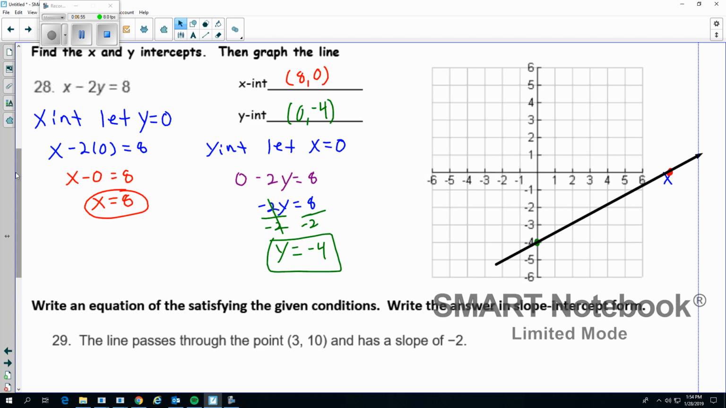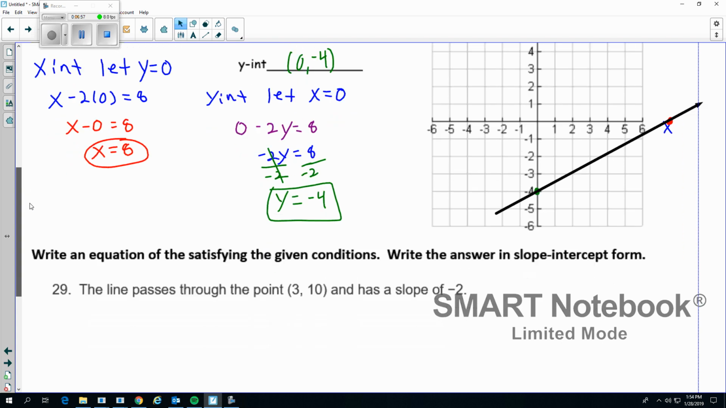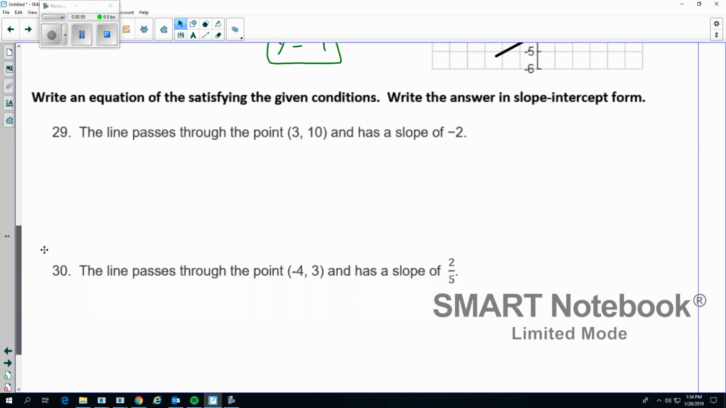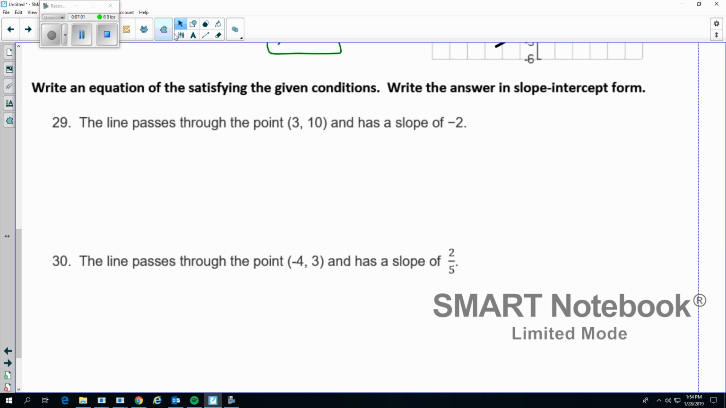All right, so the last part we're going to look at is when you're given information about the equation and you have to go ahead and come up with the equation. And so I'm going to want all the answers in slope-intercept form, so y equals mx plus b. So I want all the answers to look like that.